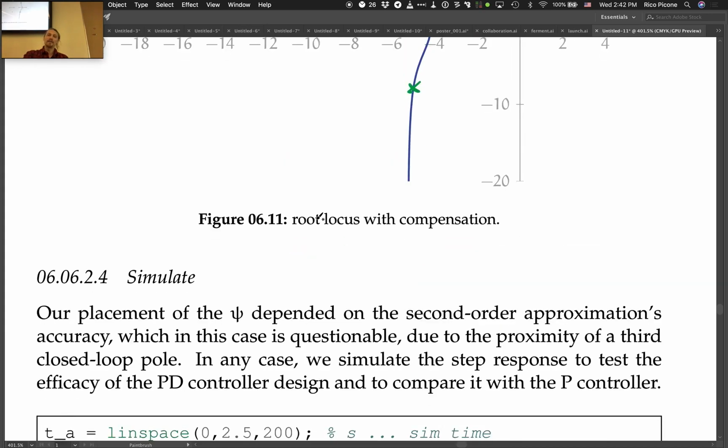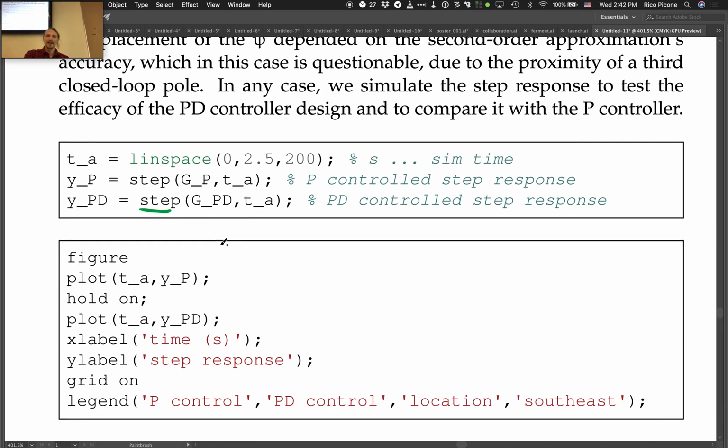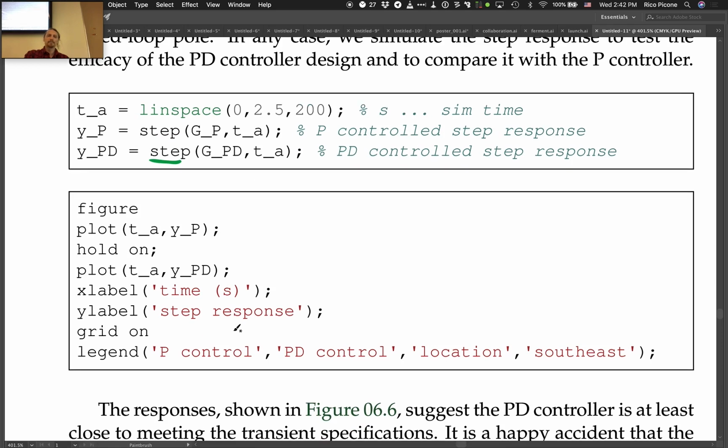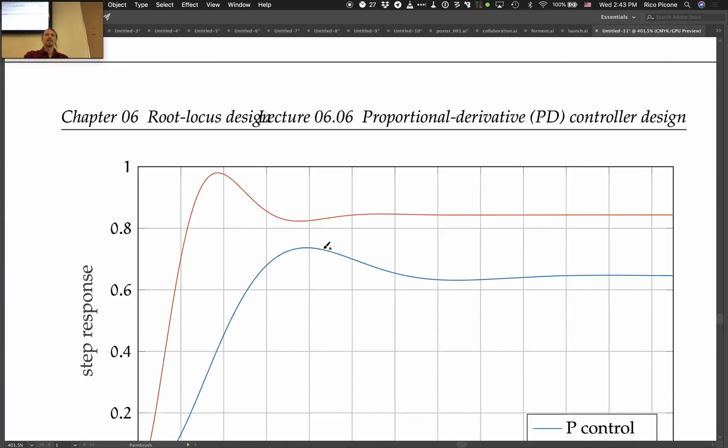So we simulate. We do our nice step function to simulate both the PD controlled system and the closed loop system for P control. So we do both because we want to compare what the performance looks like. And then we plot them. You got to be able to plot these, by the way, on the exam. That should be part of the repertoire that you have, to be able to plot these.